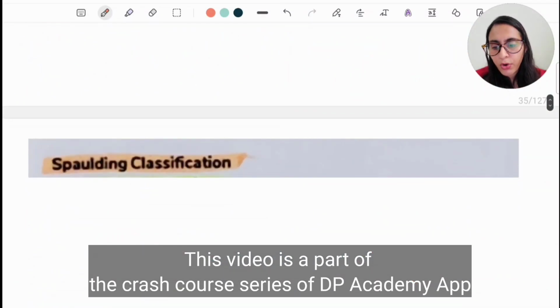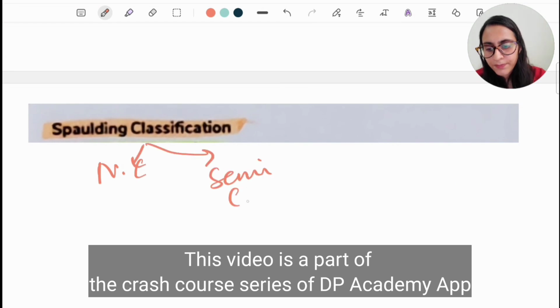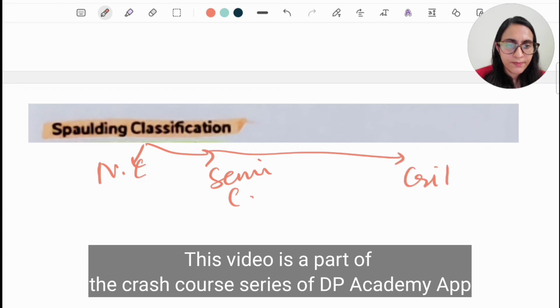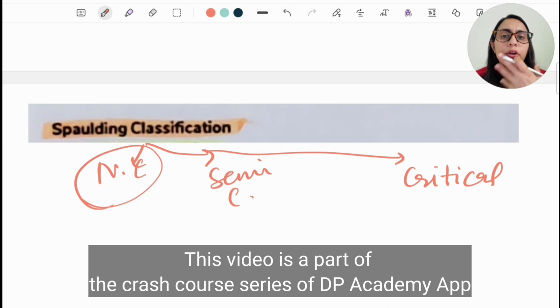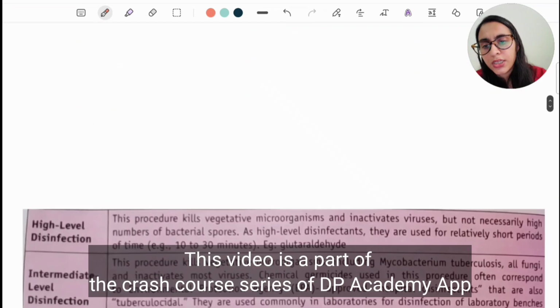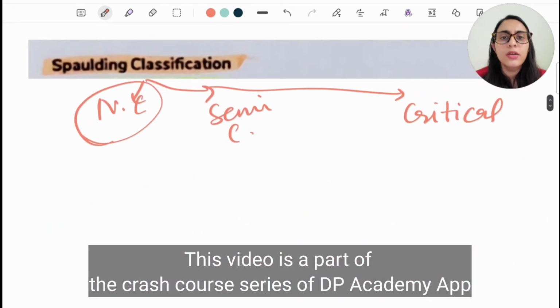Now coming to the Spaulding classification, in that we have non-critical devices, semi-critical devices, and critical devices. Non-critical devices require a low level of disinfection. As the name suggests, these devices are not critical, so they require only a low level of disinfection. Even if you do a low level of disinfection, you can use them. They come in contact with intact skin. For example, you are using a BP cuff or stethoscope. They require very low level of disinfection. So these are non-critical devices.